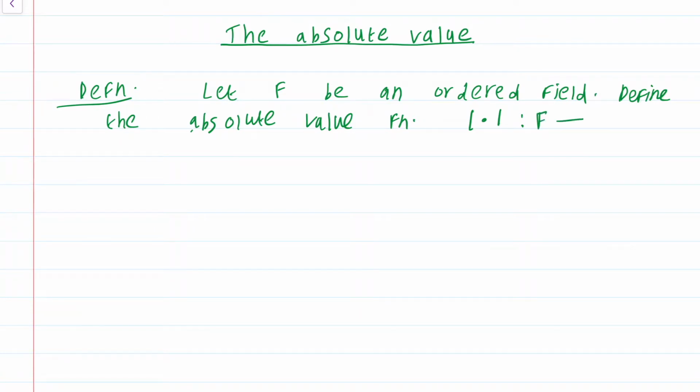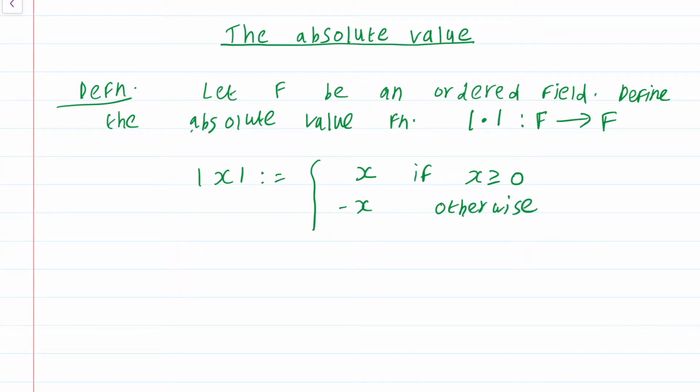to F. Note that I have put a bold dot. That's supposed to denote where the function is plugged in. This is sort of a weird notation for a function, but it is commonly used in mathematics. The definition is: mod x is defined to be equal to x if x is greater than or equal to 0, and minus x otherwise.